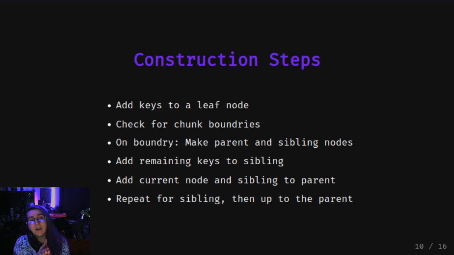You add all remaining keys to the sibling, and you add the current node and the sibling node to the parent. Then you repeat this process for the sibling, and after you've processed all the keys, you go to the parent nodes and process them, and then keep going up until you have a new root node for all of your data. So with this, you'll have a balanced tree where you'll have chunk indexes where you expect them, chunk boundaries where you expect them, and you'll have sequential keys to read in your application.